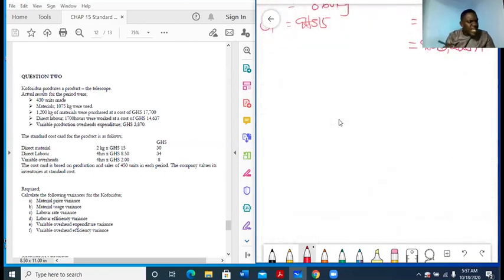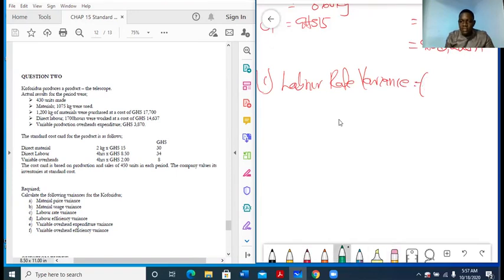Now, the next is for us to determine the labor rate variance, that is C. Labor rate variance is the difference between the actual rate minus the standard rate, measured at the actual hours. AR is the actual rate paid. We said direct labor 1,700 hours were worked at a cost of 14,637. So the actual rate will be 14,637 divided by 1,700 hours.